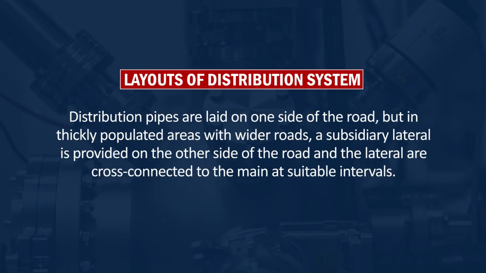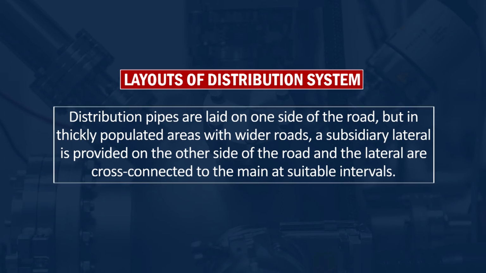Distribution pipes are laid on one side of the road, but in thickly populated areas with wider roads, a subsidiary lateral is provided on the other side of the road, and the laterals are cross connected to the main at suitable intervals.